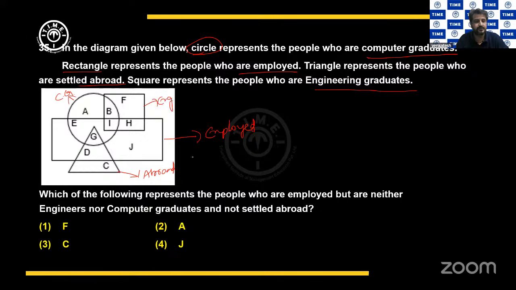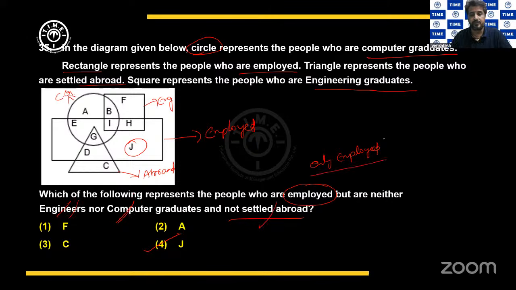Now the question asked, which of the following represents the people employed but neither engineer nor computer graduates nor settled abroad? So basically what I have to find out, only employed people. Only employed people which should not belong to any other things means J. So choice 4. Because neither engineers nor computer graduates nor settled abroad, so the rest all three are removed, means only employed I have to consider, that is J.